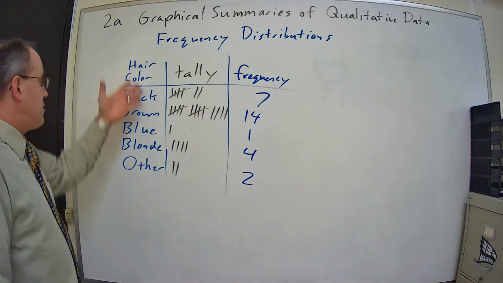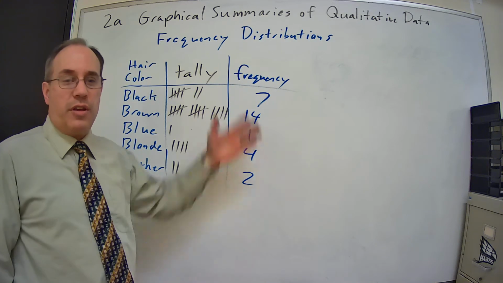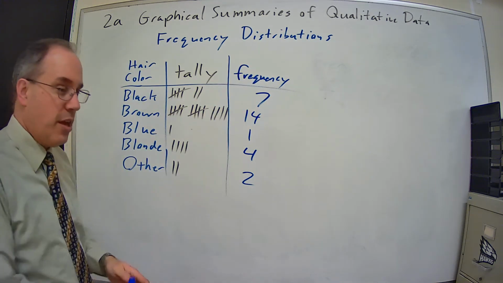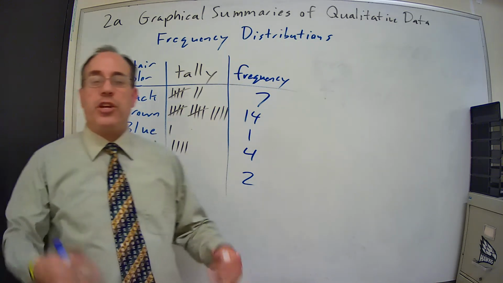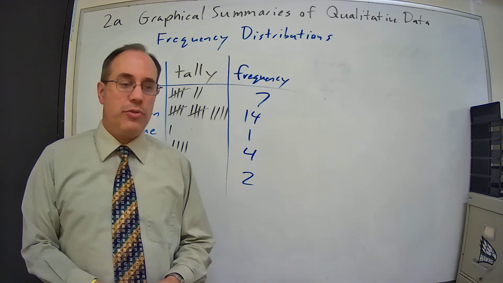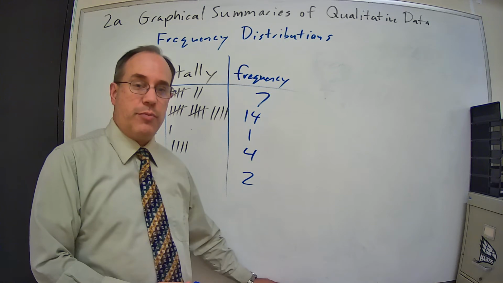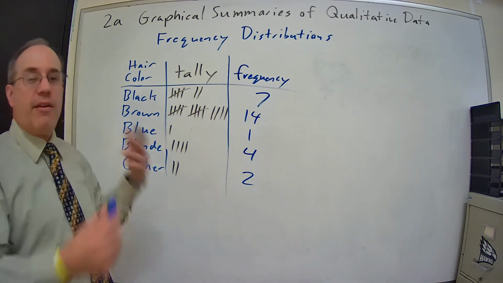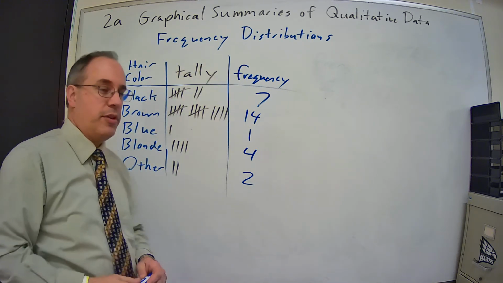It's just a listing of the categories and a count of how many occurrences there were in each of those categories. Remember this column in black, the tally column? That's just a helper column, so you do not need to include that when you are making a frequency distribution. That's just there to assist us along the way if we feel we need it. So that's a frequency distribution.